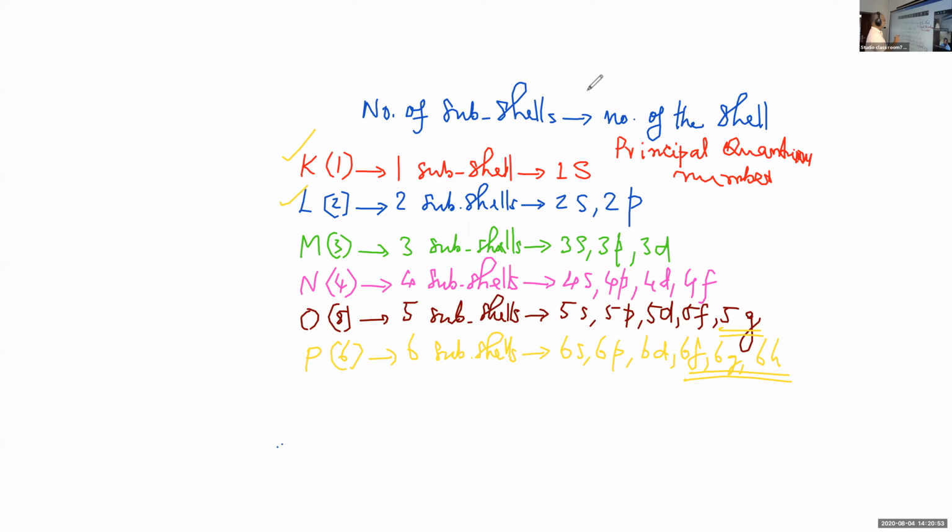Now you come to the third one, the M shell. The principal quantum number is equal to 3. 3 subshells are possible. They are 3s, 3p, and 3d. Now the fourth one, the N shell. 4 subshells are possible, 4s, 4p, 4d, and 4f. Then one more you take, the O shell. The principal quantum number is equal to 5. 5 subshells are possible and they are 5s, 5p, 5d, 5f, and 5g.